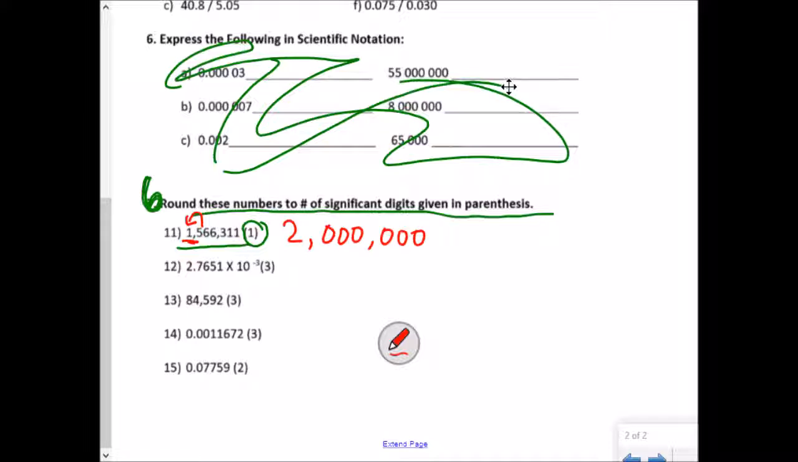Okay? So for 15 here, it says it wants 2 digits. So let's look. Going across here, the first significant digit is a 7. The second significant digit would be a 7. Do I round up the second 7 or leave it alone? I'm going to round this one up. So this would be 0.078. Okay? That's what it wants you to do on that section.